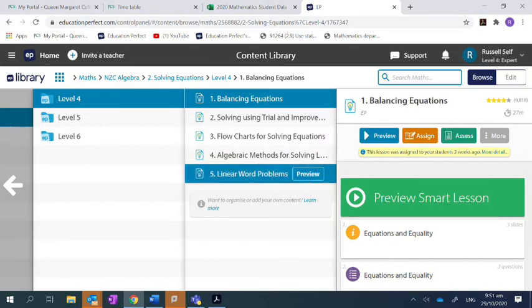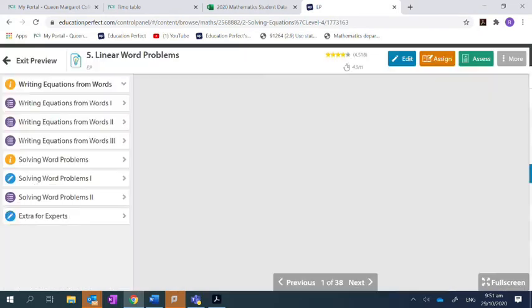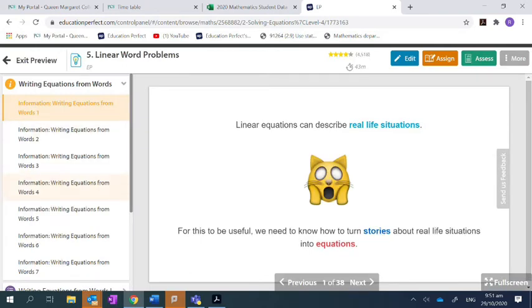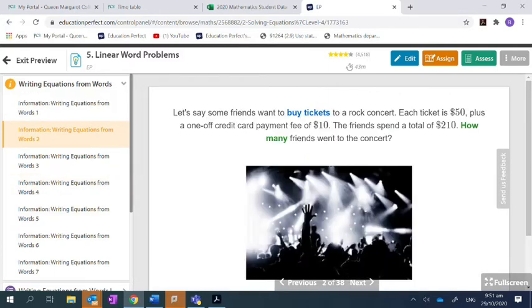So we're going to look at turning English sentences into an equation. We're going to turn these stories into equations. So look at this one. It says, let's say some friends want to buy tickets to a rock concert. Each ticket is $50. So is there any unknown there? Nope. So my advice to you would be to make a list of the things that you have.